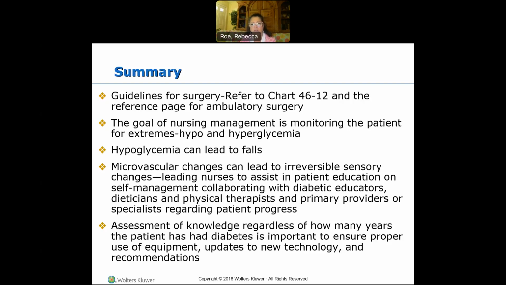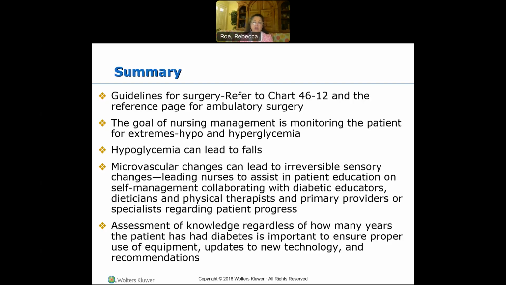The goal of that nursing management is to monitor the patients for those extremes and to help them learn how to manage the extremes of hypo and hyperglycemia and to keep them out of that. Hypoglycemia is really important to manage because of the risk of falls. Hypoglycemia leads to people fainting, losing consciousness, and falling, and causing a bump on the head that can lead to bleeding in the brain, and on it goes.